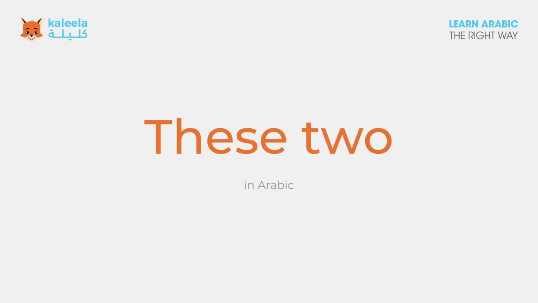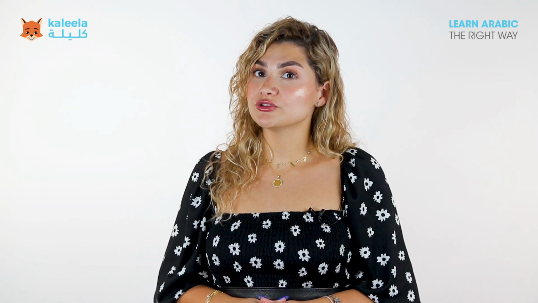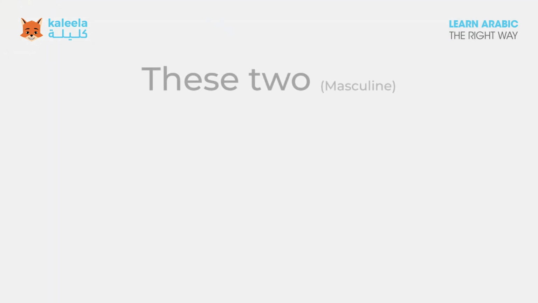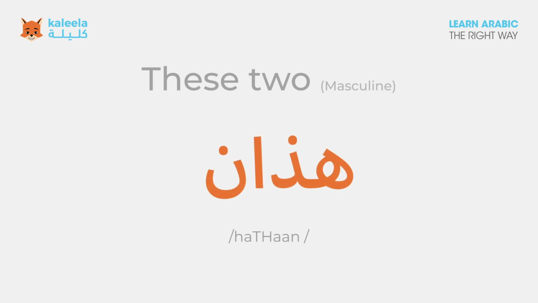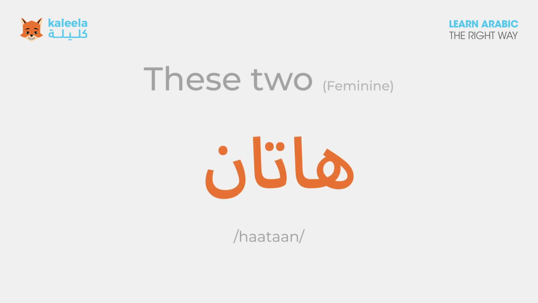These two in Arabic. If you want to talk about two things that are close to you in Arabic, when referring to the masculine dual noun, you would use the masculine dual demonstrative pronoun هذان. Similarly, when referring to the feminine dual noun, you would use the feminine dual demonstrative pronoun هاتان.